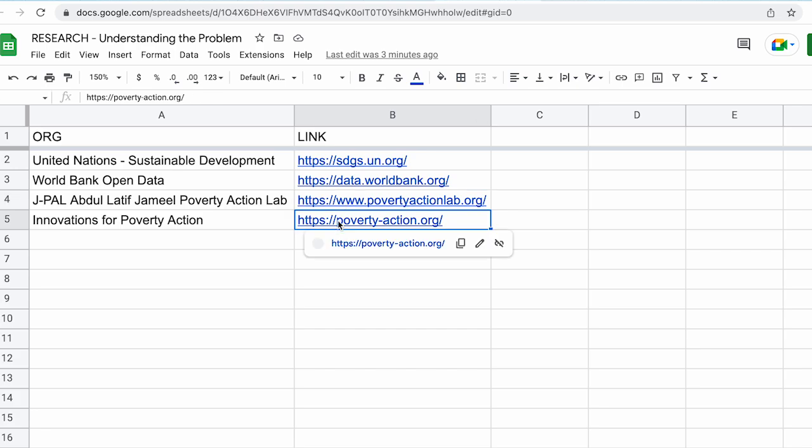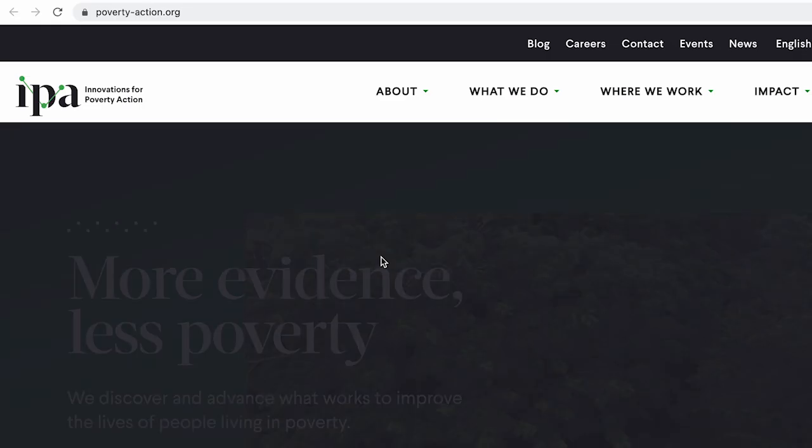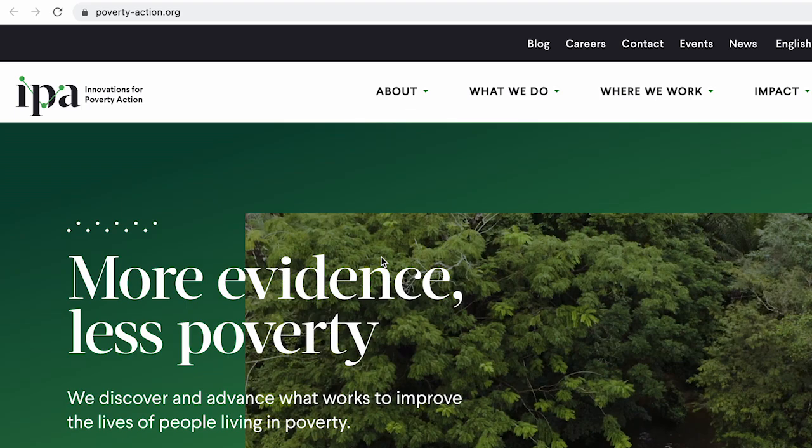A complementary organization, poverty-action.org, conducts randomized control trials around the world and shares key findings and raw data on its website. So these have stemmed from universities, and there's a lot of data that you can get from there. Yet other universities provide practical portals that help you get started in organizing information and turning this data into action.